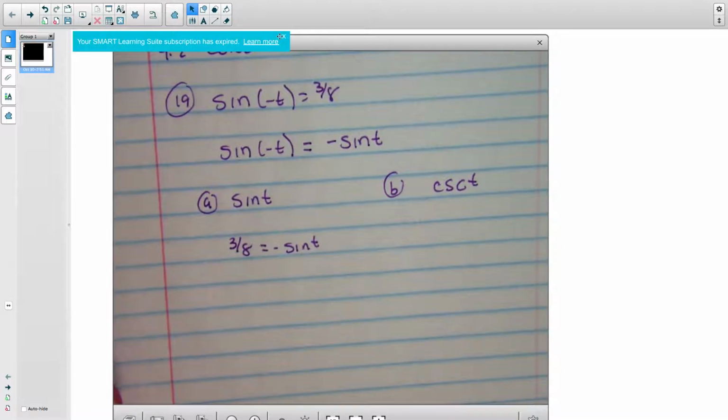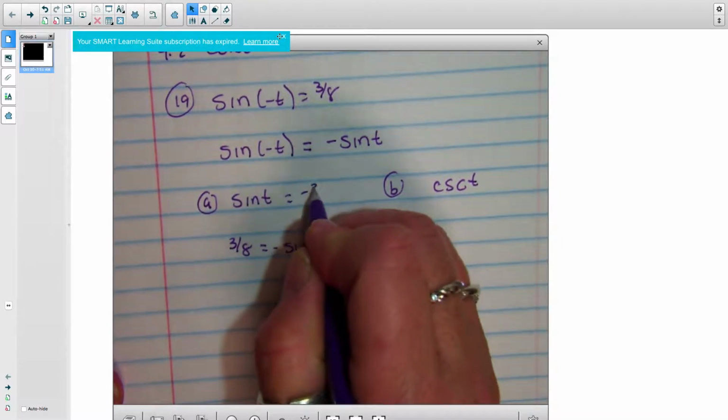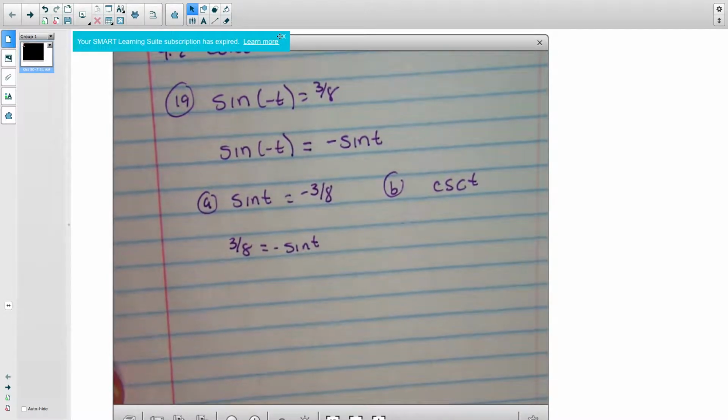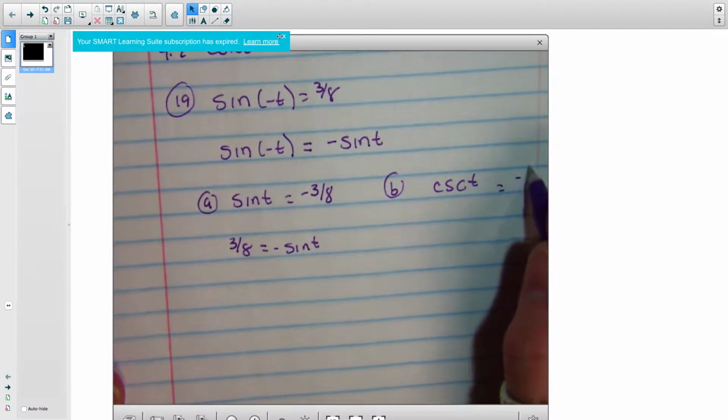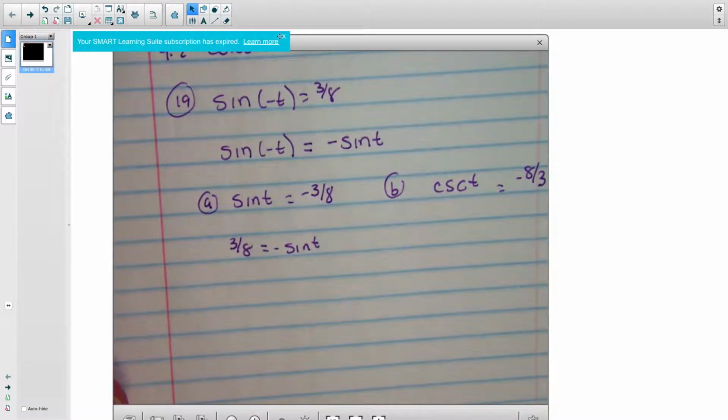So what does sine of t equal? Negative 3/8. And what does cosecant equal? They're reciprocal trig functions of each other, so negative 8/3.